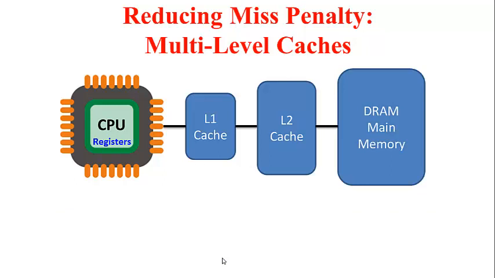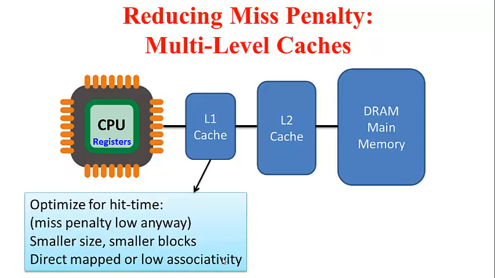The advantage with this multi-level organization is that the different levels of the cache can be optimized for different things. For example, the L1 is usually optimized for hit time. So if there is a tension or design trade-off between hit time and miss rate, for L1 we will choose the design option which favors lower hit time as opposed to lower miss rate. This is because the miss penalty for the L1 cache is going to be low anyway, because we are going to get missing things from L2 in most cases.